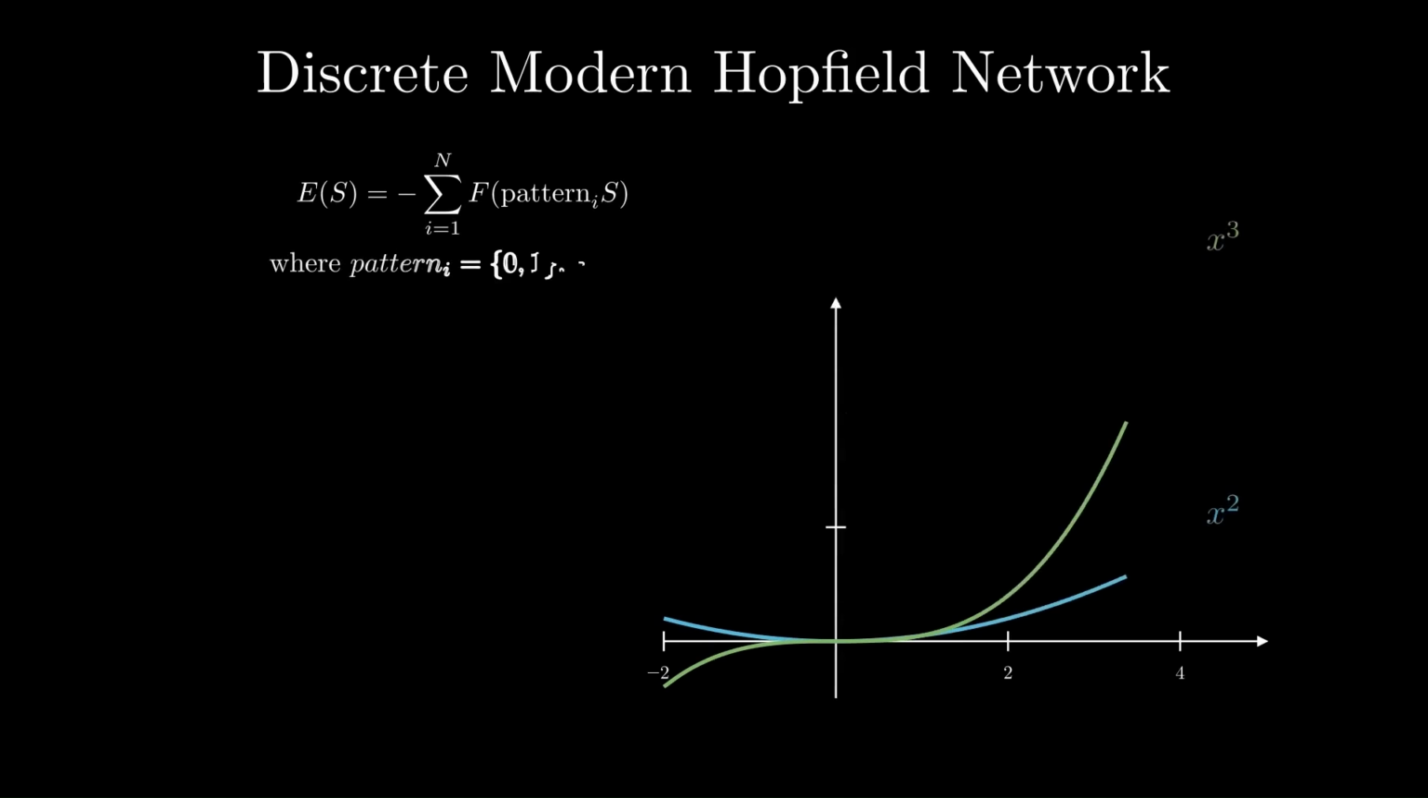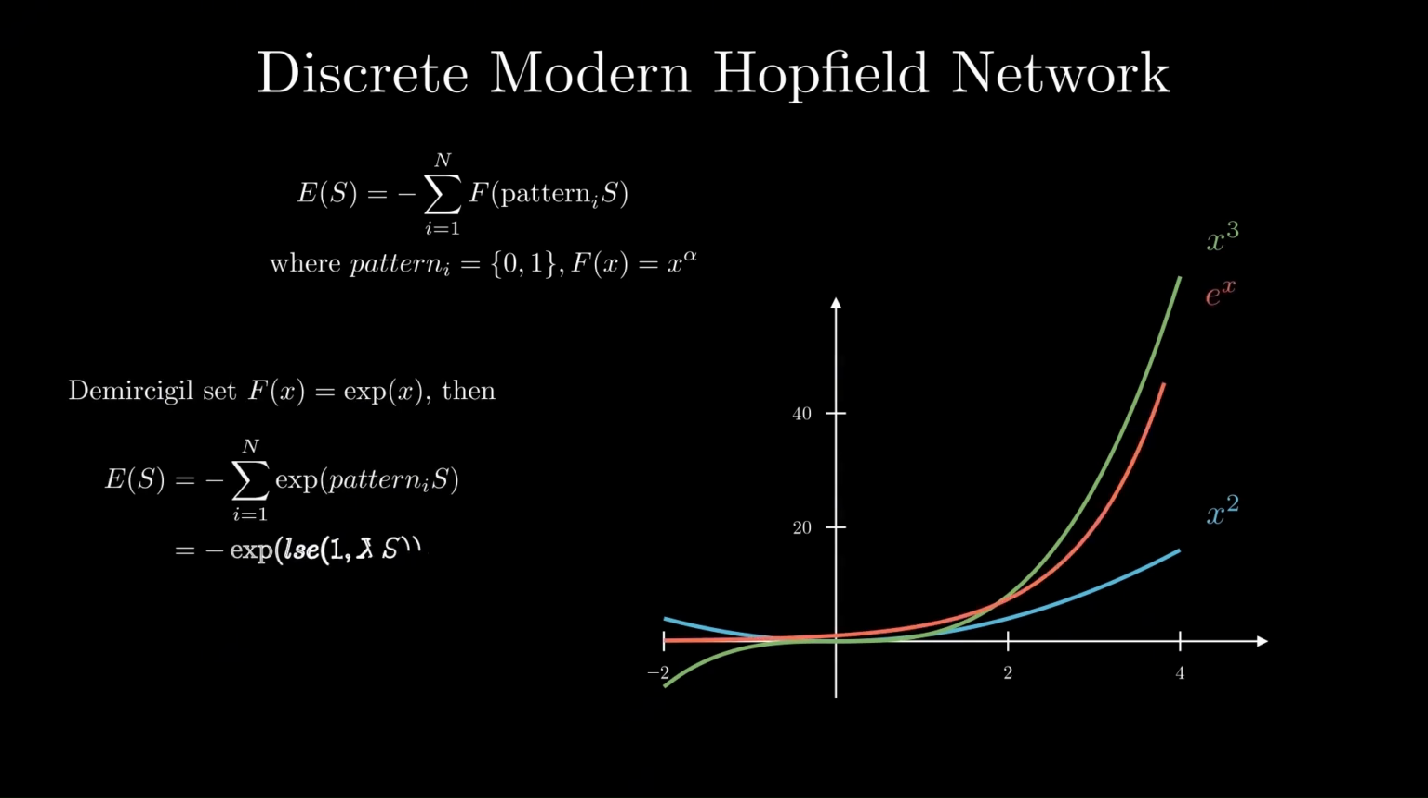Now let's turn to the discrete modern Hopfield network, which still operates on bipolar binary vectors but dramatically lifts the classic capacity limit. The F(x) function in the energy function is equivalent to x to the power of alpha, with alpha a tunable exponent. But later, an even cleaner special case was proposed: set F(x) equal to e to the power of x. Plugging that into the discrete modern Hopfield energy function gives the energy function being shown on the screen.